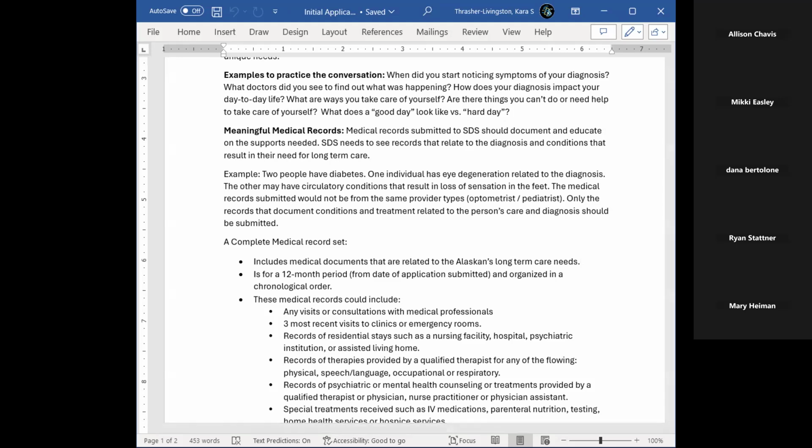So we wouldn't necessarily expect to get records from somebody else. We could have records from their general practitioner. But if an optometrist was helping them with this issue regarding their disability, then we would get records from them, or from their podiatrist, and that affected their everyday life because of their disability. We would get records through that provider.